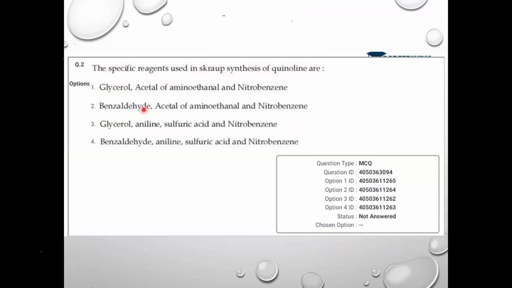Now this is one MCQ which I was talking about, right? In the case of synthesis of quinoline, Skraup synthesis is used, right? So here they have asked which reagents are used in the Skraup synthesis of quinoline, and this question is from GPAT 2021. What will be the answer to this question? Type your answer in the chat box, guys, fast. Benzaldehyde, aniline, sulfuric acid, and nitrobenzene? No. Benzaldehyde, no.